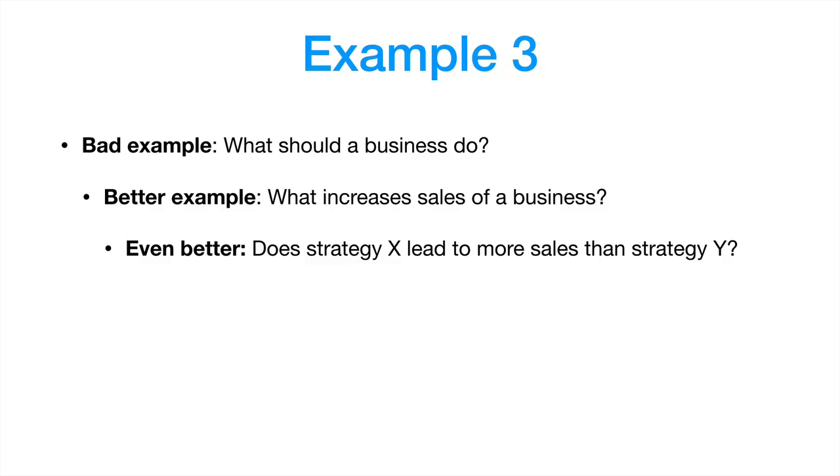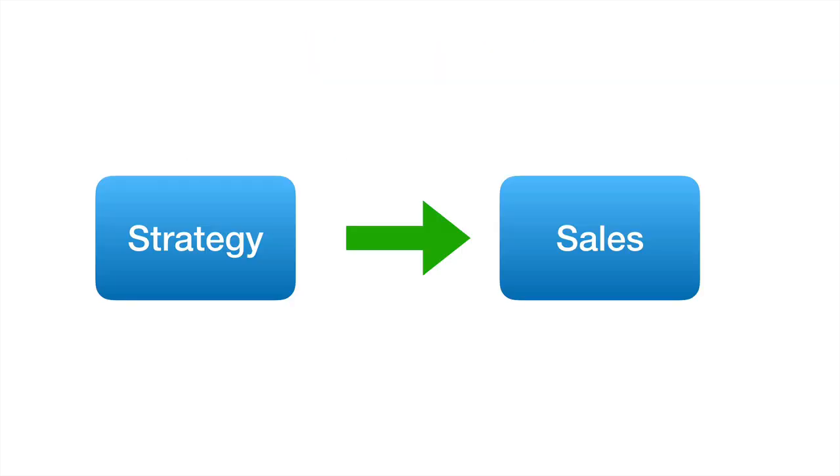And now it's clear that we need to measure the sales achieved with strategy X and the sales achieved with strategy Y and compare the two to each other. And again, this follows the general template. In this case, the independent variable is the strategy, strategy X versus strategy Y, and the dependent variable is the sales. And we're wondering whether the choice of strategy has any influence on sales.